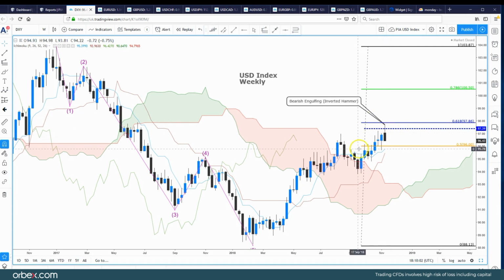We've now got a reversal formation on the dollar index. We've got a bearish engulfing candle on the weekly chart. Could also be seen as an inverted hammer, which is often seen at the top of a trend. There's another one here. Okay, so our bias for the dollar has flipped to the downside.